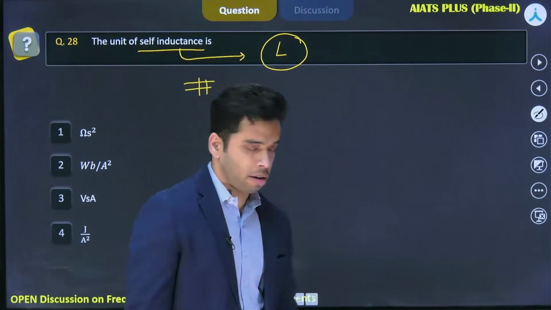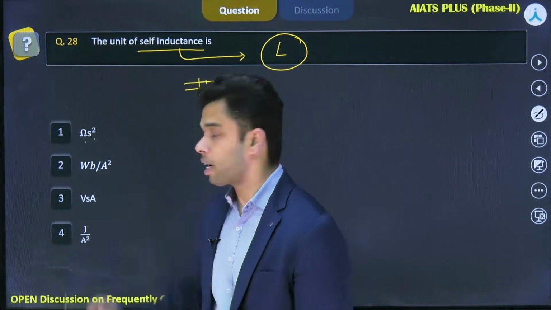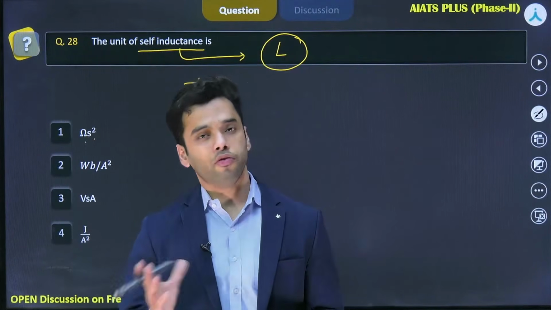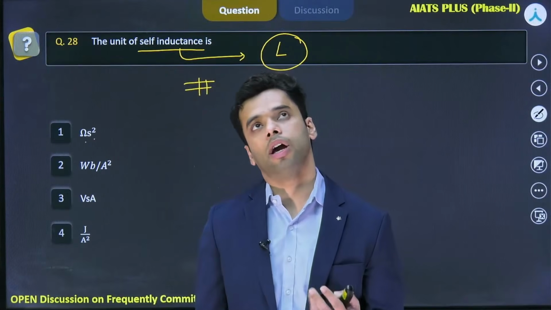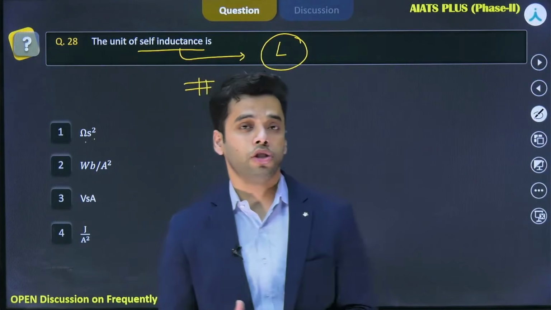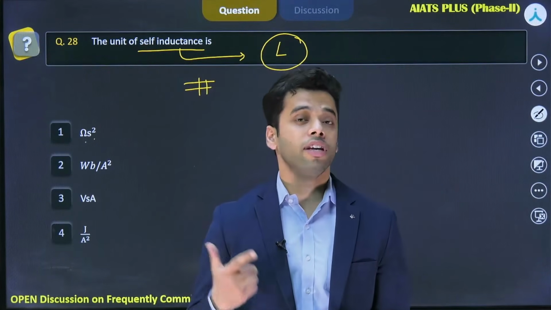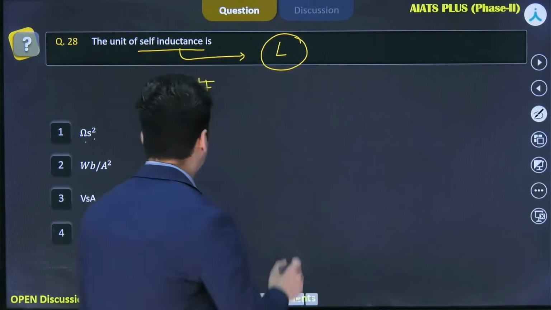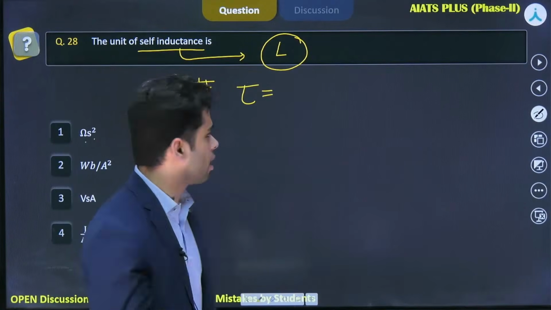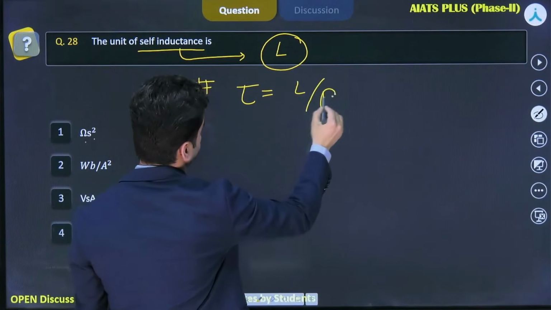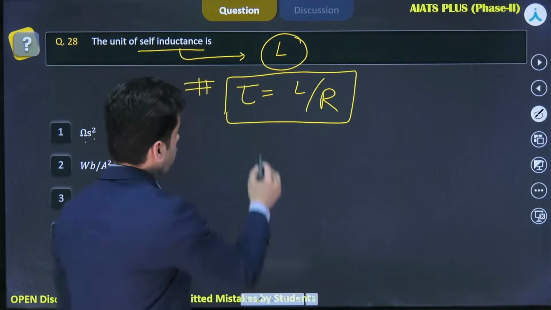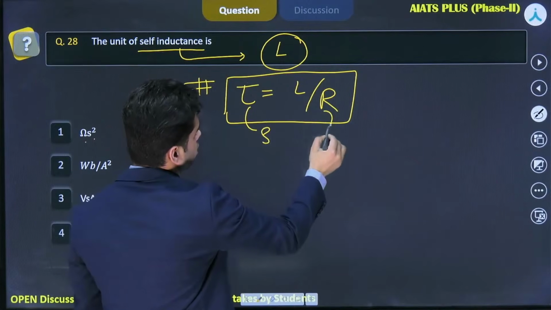So the first unit takes into consideration the ohm and second. Ohm is related to resistance and second is related to time. Can you recall any formula which contains resistance and time as well as inductance? I remember one such formula, that is the time constant of an LR circuit. Time constant tau is equal to L over R. Now this time constant will have a unit of second, and R is going to have a unit of ohm.